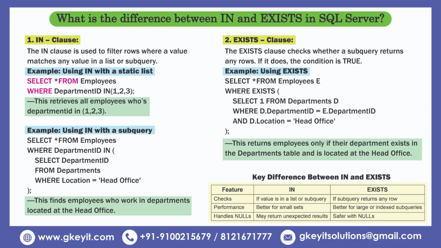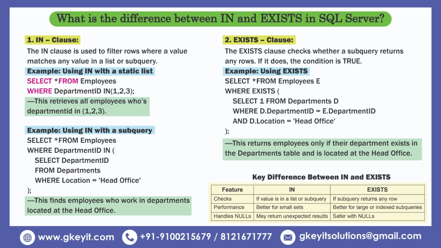In this way, this returns employees only if their departments exist in the department table and are located at the head office. These are the two conditions. These have to be true. Then only this record is going to be given to the main query as a filter.